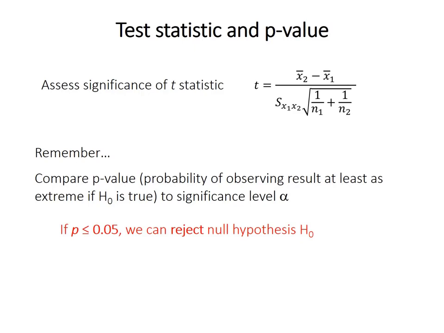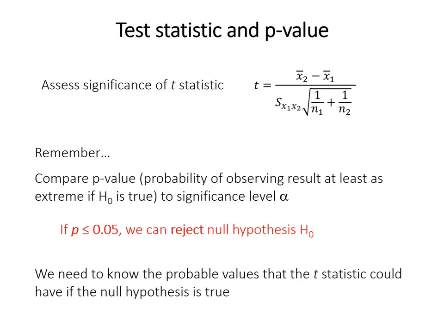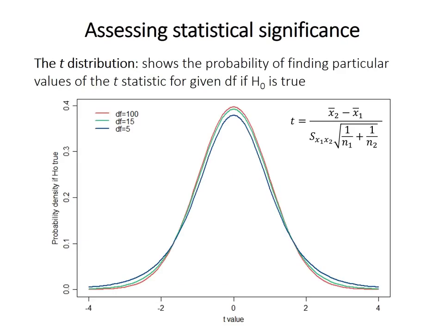But to calculate the p-value, we need to know the probability of observing different particular values of t if the null hypothesis is true. So if the null hypothesis is true, the two populations truly have the same mean. So the most probable value for the t-statistic, which is the difference in means divided by the standard error, should be zero. If the two sample means are the same, then you have zero divided by something and you get zero.